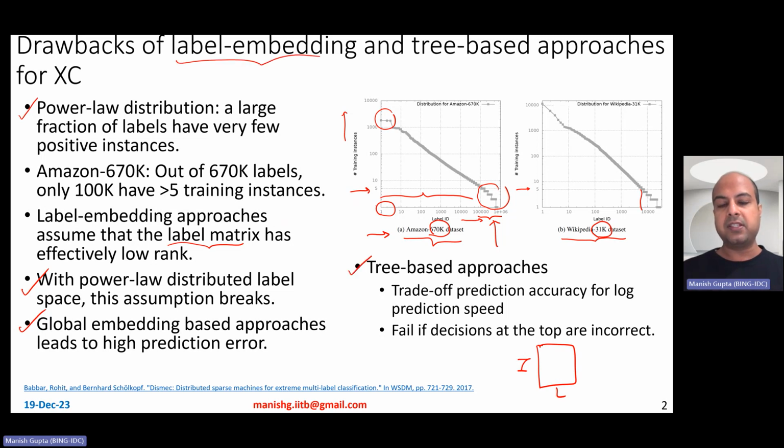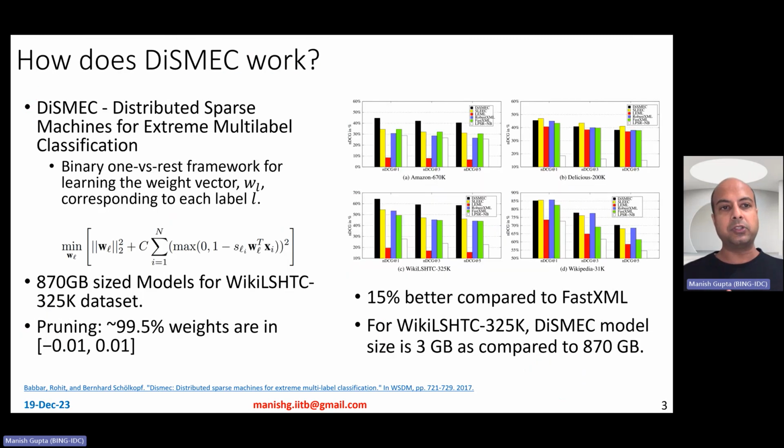Similarly for tree-based approaches, in the previous video I talked about several of them, like FastXML and other approaches. Tree-based approaches are nice because they trade off prediction accuracy for log training speed and log prediction speed. However, the accuracy is not that great. In fact, they may fail if the decisions at the top are incorrect. So those are the drawbacks of tree-based and label embedding approaches.